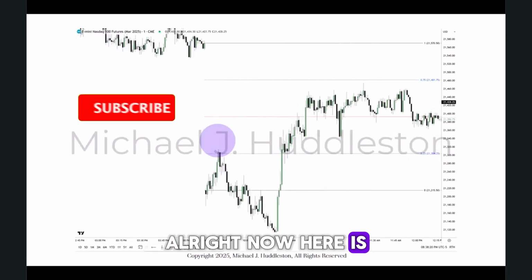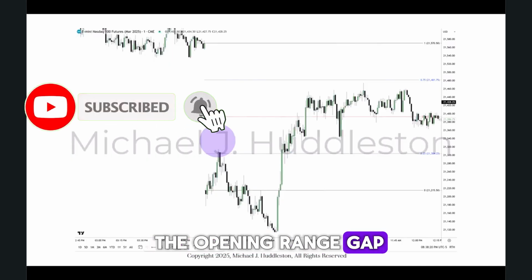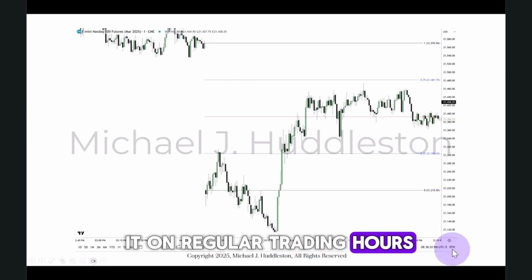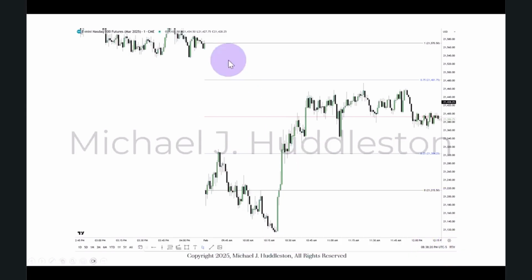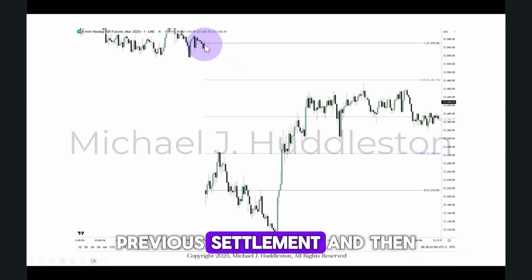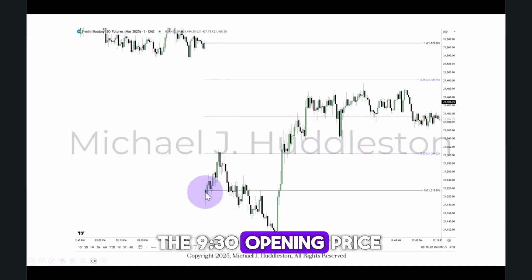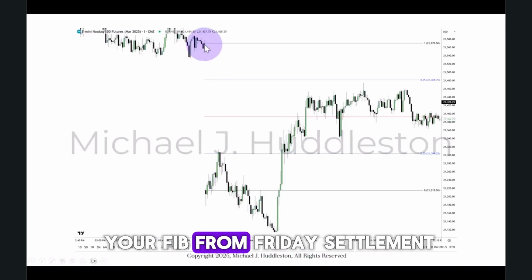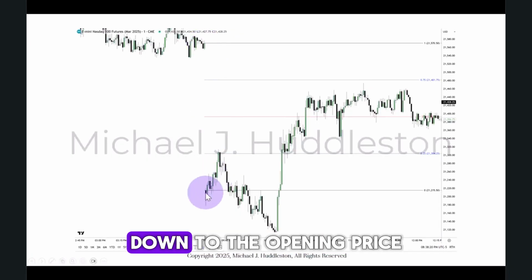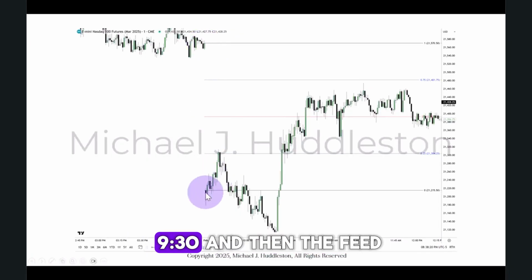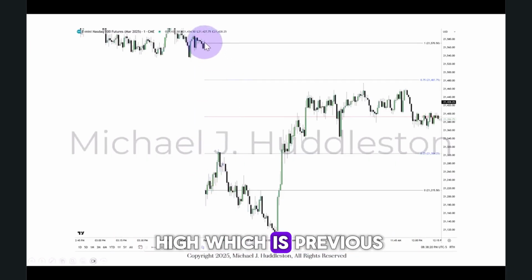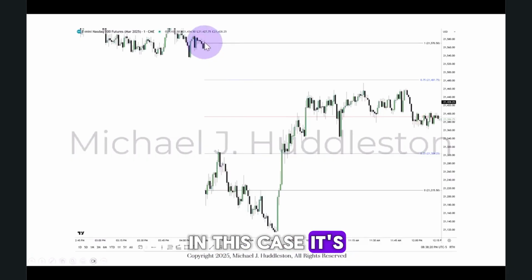All right, now here is the opening range gap. We're going to be using it on regular trading hours, previous settlement, and then the 9:30 opening price. That's what that is there. And you're going to draw your fib from Friday settlement down to the opening price of that candlestick at 9:30. And then the fib, here's your lower quadrant, consequent encroachment, upper quadrant, and the high, which is previous day settlement. In this case, it's Friday.